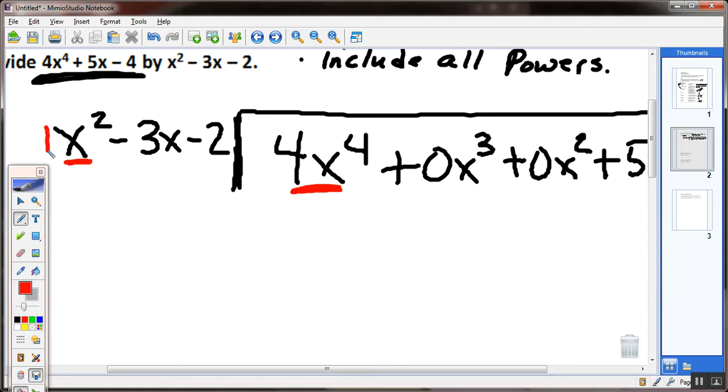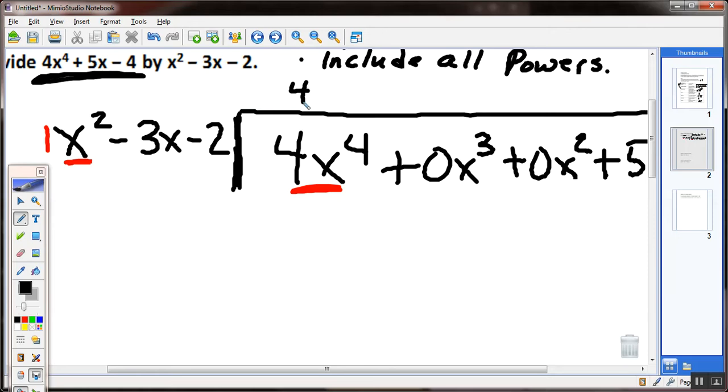Now again, we're not looking at the whole thing. We're looking at just the beginnings of each. So let me ask you this question right here. Kids, my divisor, x squared minus 3x minus 2, the part I've underlined up here, how many times will 1 go into this 4? 4. So I put a 4 up here. Okay? Then, think about it this way.